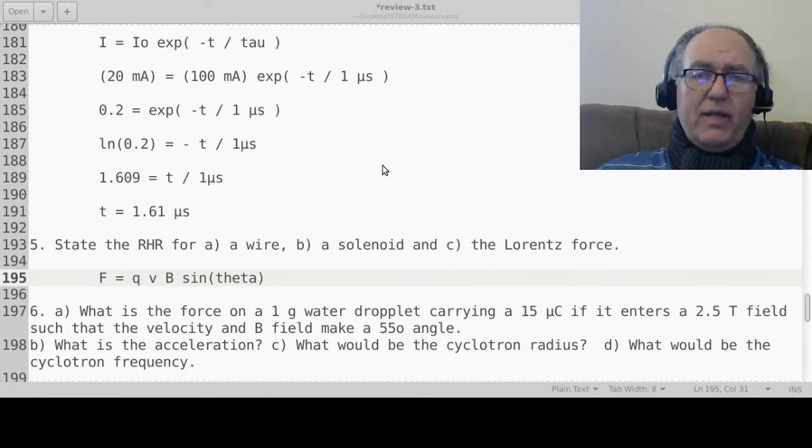But basically, what the Lorentz force says is that if there's a charged particle traveling through a magnetic field, then there's a force on that charged particle. But it's a funny kind of force because it actually depends on how fast that charged particle is moving.